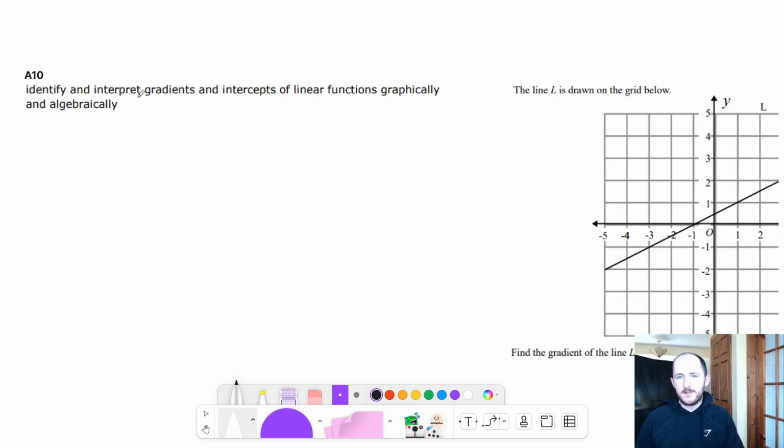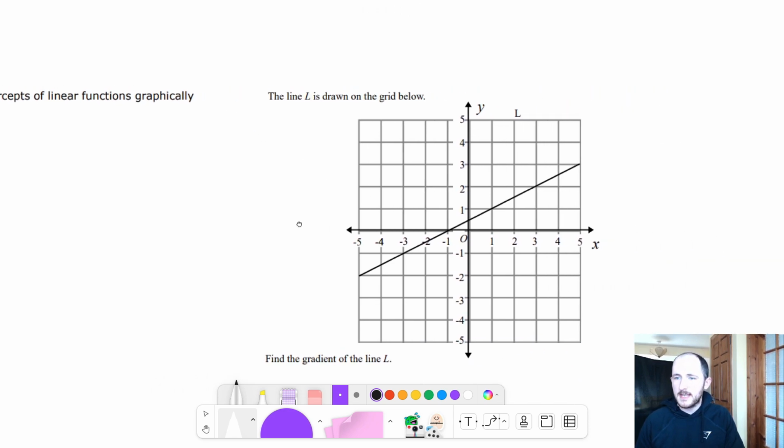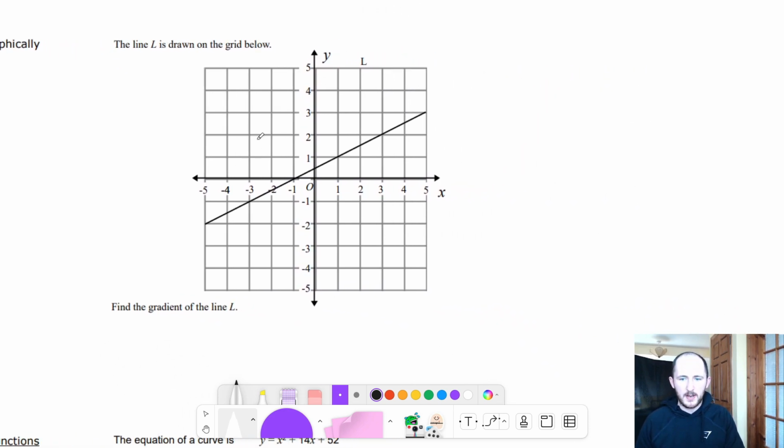We now need to identify and interpret gradients and intercepts of linear functions graphically and algebraically. So I showed you how to do that algebraically just now. So this question, the intercept would be right here at about 0.5.